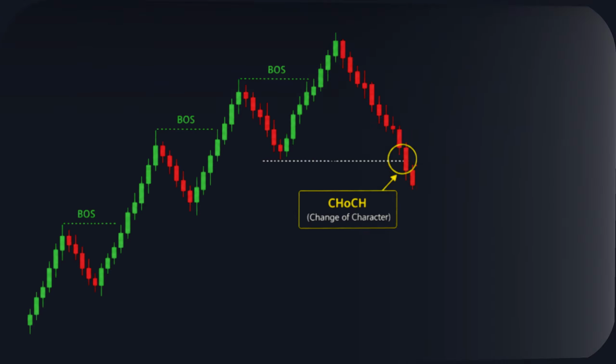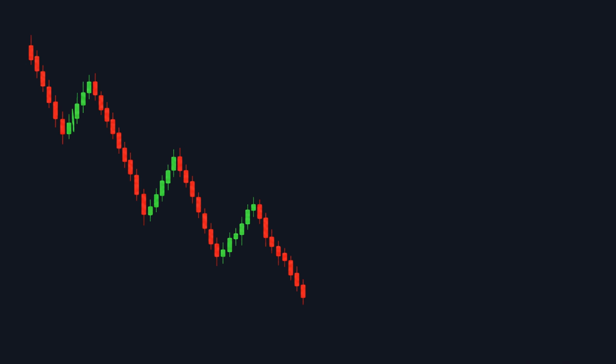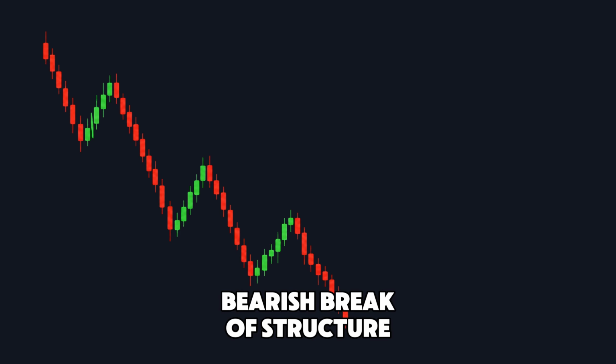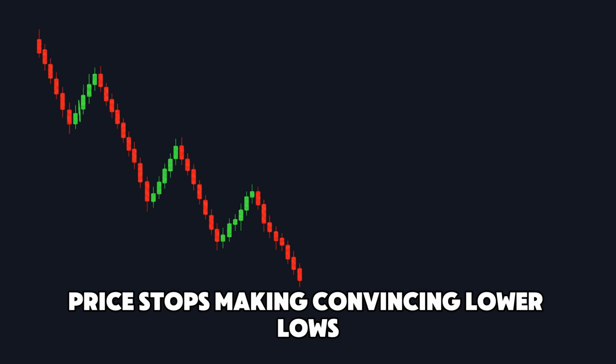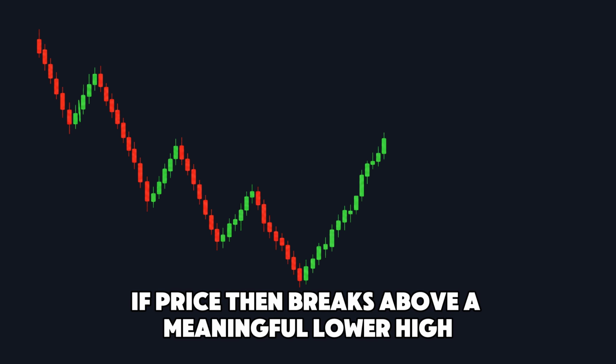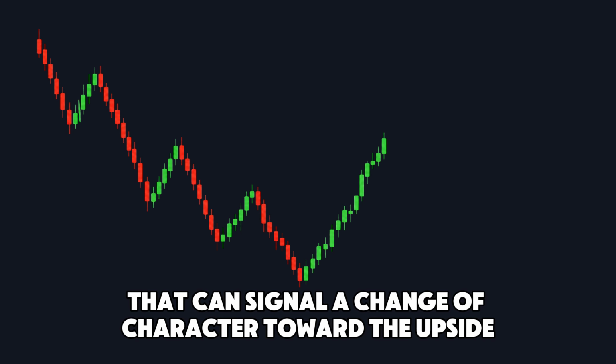Now flip the whole thing upside down. In a downward trend, price creates lower highs and lower lows. Price breaks beneath a previous significant low. That can form a bearish break of structure, but eventually sellers can lose control. Price stops making convincing lower lows and begins pushing upward. If price then breaks above a meaningful lower high, that can signal a change of character toward the upside.